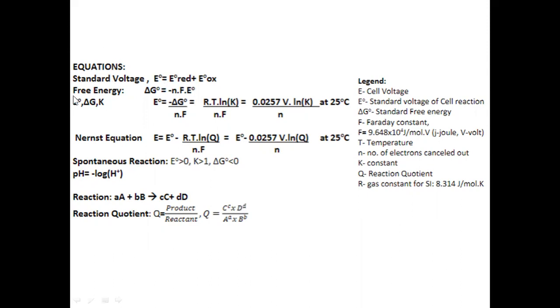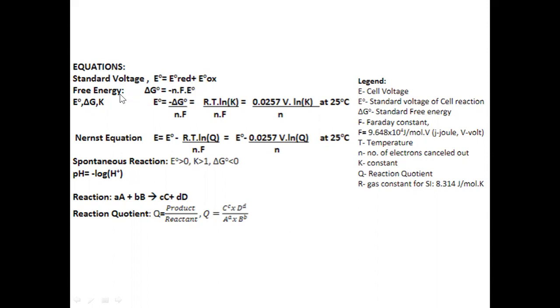The standard voltage is represented by E naught, or E degrees, which is equal to the voltage at the reduction cell plus the voltage at the oxidation cell. Okay? For standard voltage, E naught is equal to the voltage at the reduction cell plus the voltage at the oxidation cell. The unit for the standard voltage is volts, V.